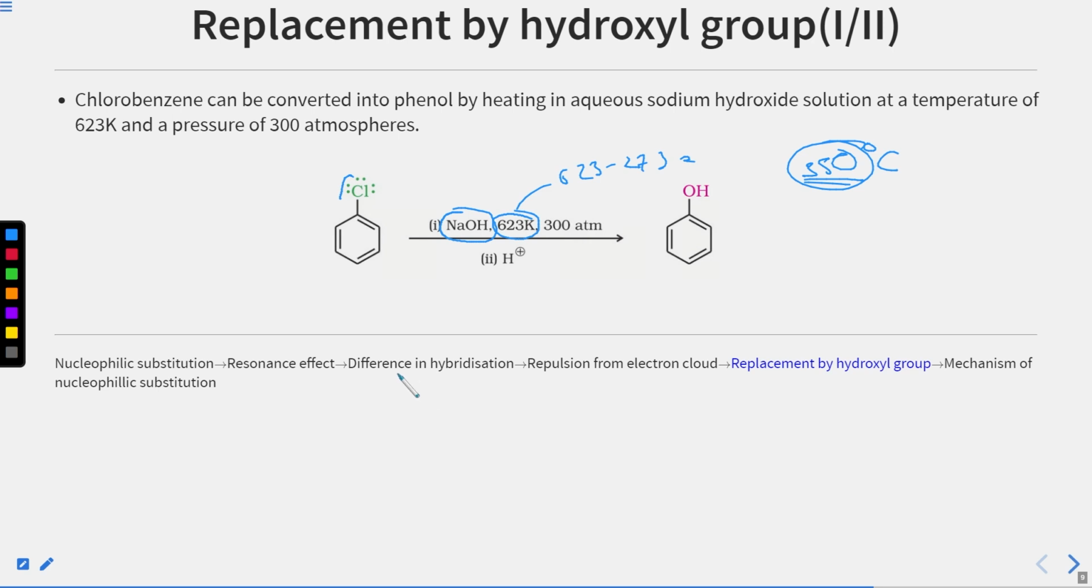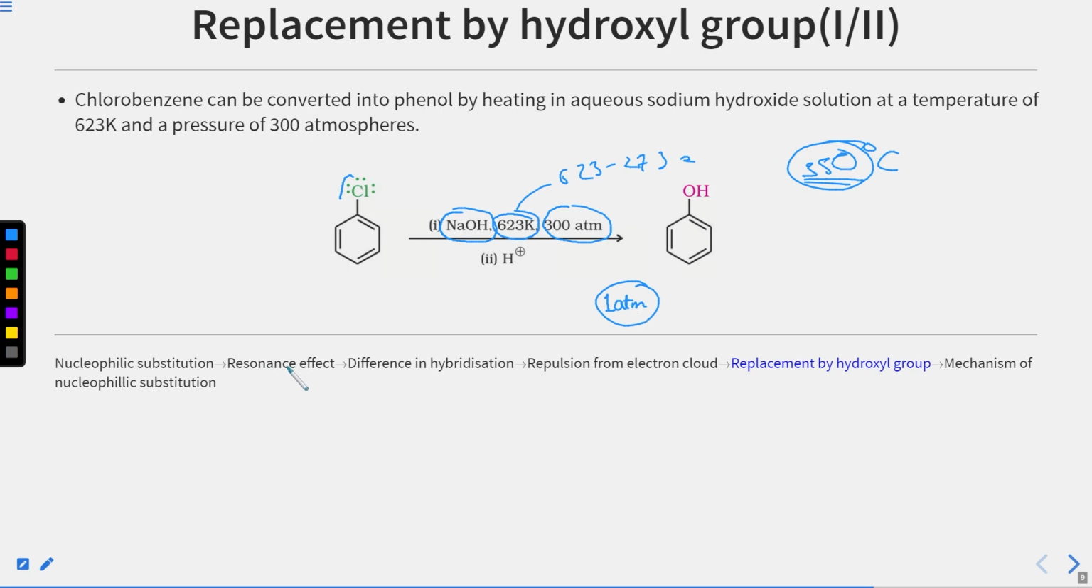And plus you have to give high pressure also, 300 atm. This is very high pressure. If you don't know, 1 atm pressure is the normal pressure that you feel in the environment, present around you. So 300 times greater pressure has to be applied. A higher temperature and a greater pressure both have to be applied to do this nucleophilic substitution.